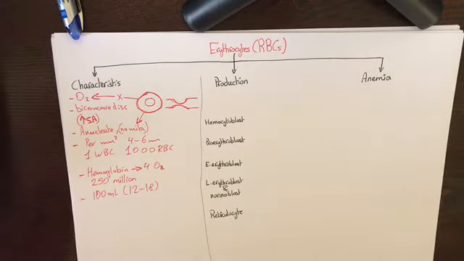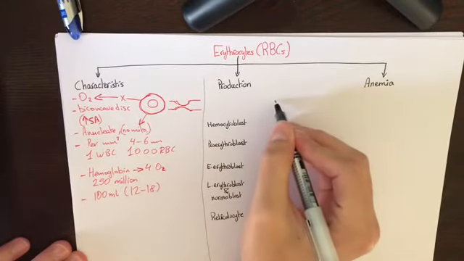Where does erythropoiesis happen? It happens in the red bone marrow, which is in the axial skeleton and girdles. Axial skeleton means the vertebrae, the ribs, and the skull. Girdles are the bones of the shoulder, which are the scapula and the clavicle. Just know axial skeleton and girdles. It also happens in the epiphysis of the humerus and femur. Epiphysis means the end of bones.